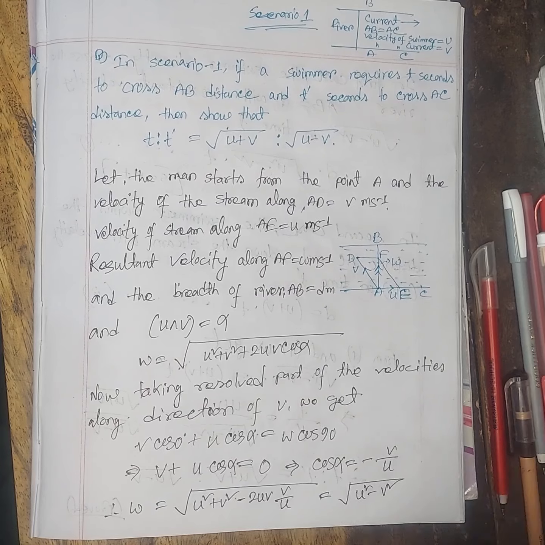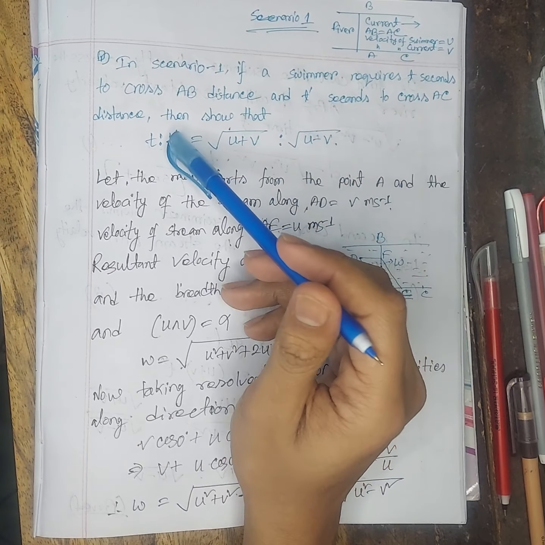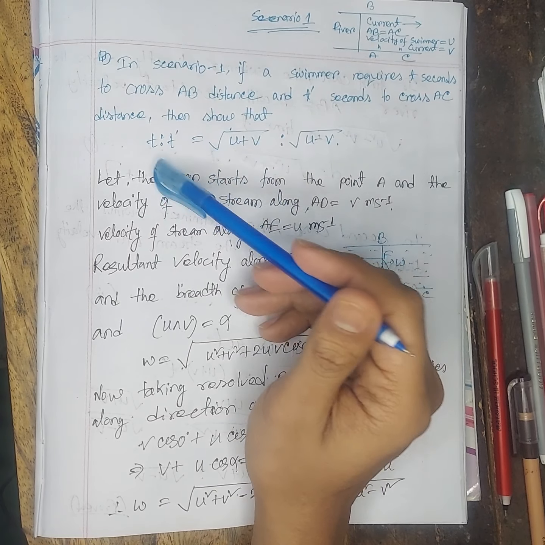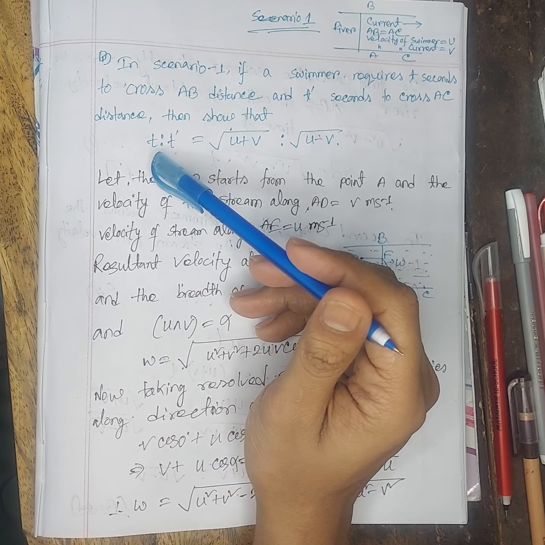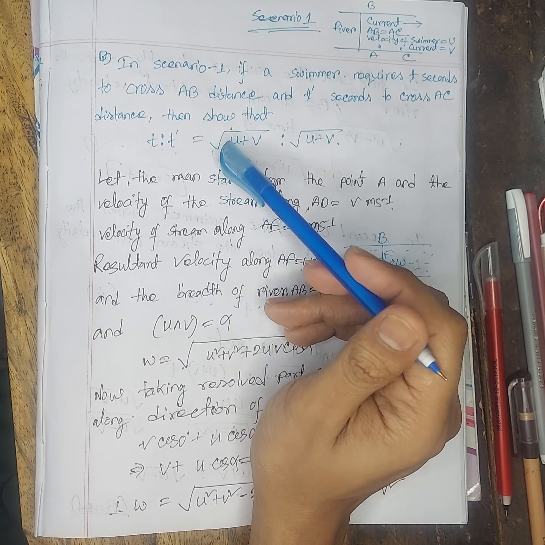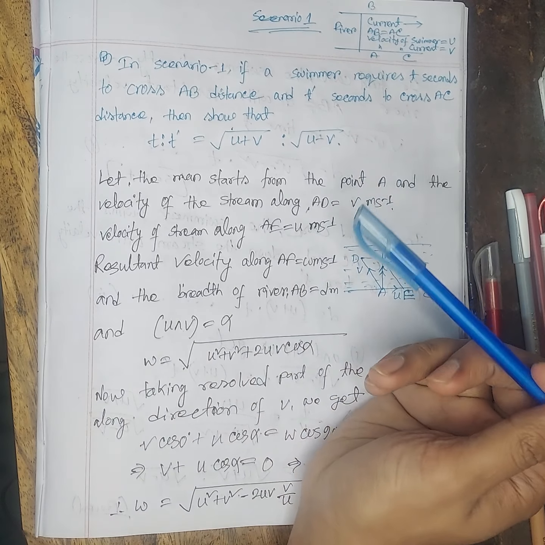Now third problem. In scenario 1, if a swimmer requires t seconds to cross distance AB and t prime seconds to cross distance AC, we have to show that t is to t prime is equal to root over u plus v is to root over u minus v. This is the scenario 1.